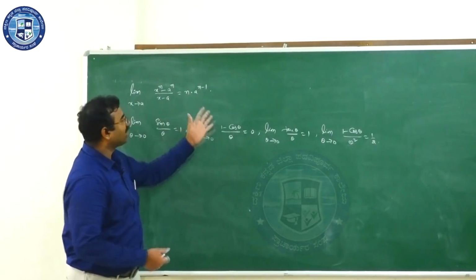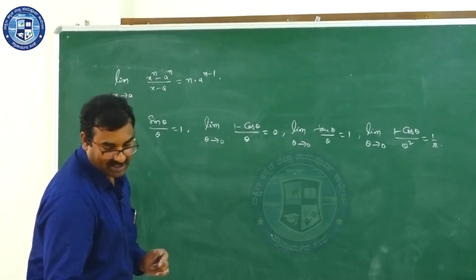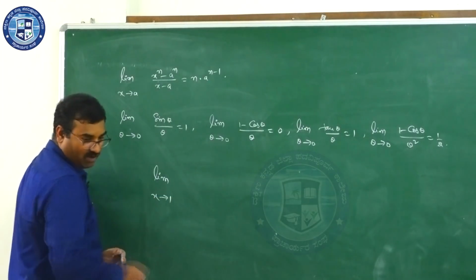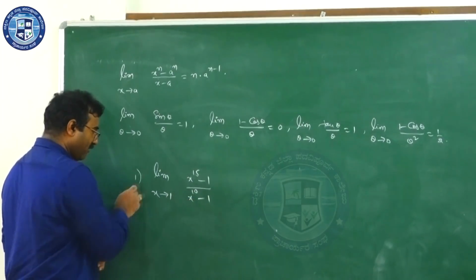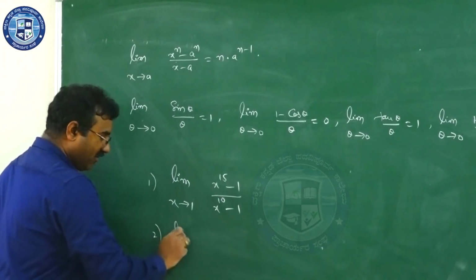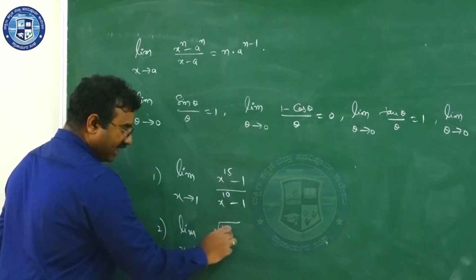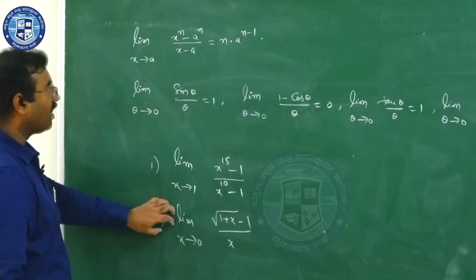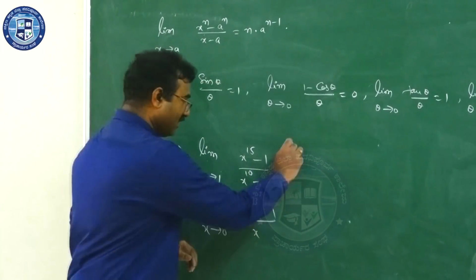So you just recall these things, and what kind of problems we have done, we know. And for you to work out, I will just give you: limit x tends to 1, x power 15 minus 1 divided by x power 10 minus 1, you just work it out. Based on this I am giving, and limit x tends to 0, square root of 1 plus x minus 1 divided by x. These two problems are based on this formula.